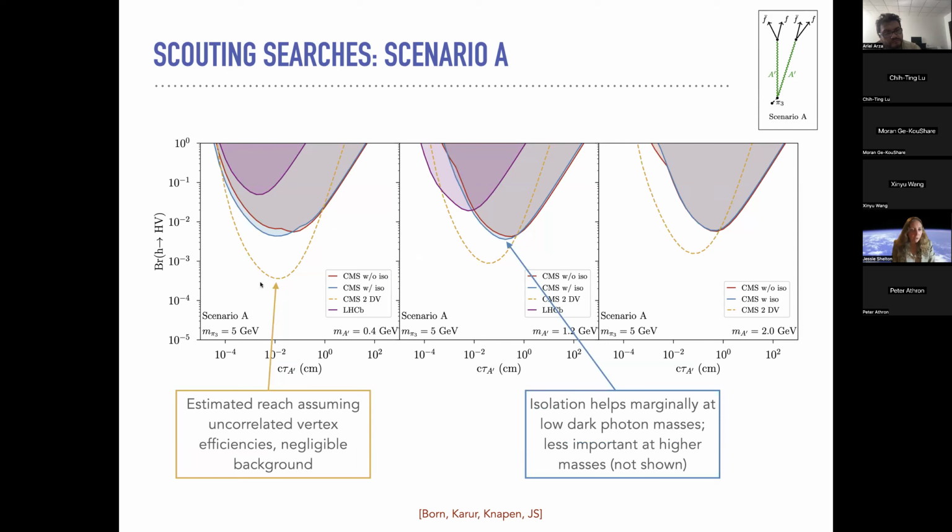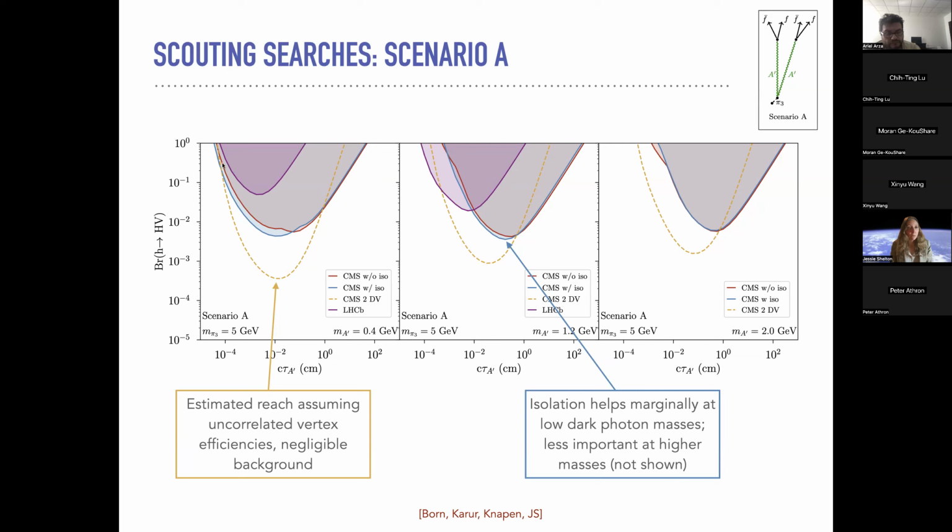These dashed lines are where we estimated the reach of a search that looked for two displaced vertices as opposed to a single displaced muon pair. We had to assume that the identification and reconstruction efficiencies for the two vertices were uncorrelated, and we assumed that requiring two brought you down to negligible backgrounds. This is an estimate, but it's a reasonably good one. So you can see this is pretty powerful. It is more powerful than any other search we're aware of.